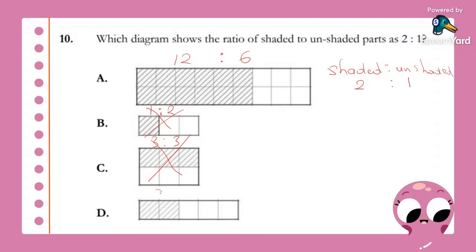In D, we have 2 shaded to 3 unshaded. That's also incorrect because we should have more shaded parts than unshaded. So if your answer was A, you are correct.